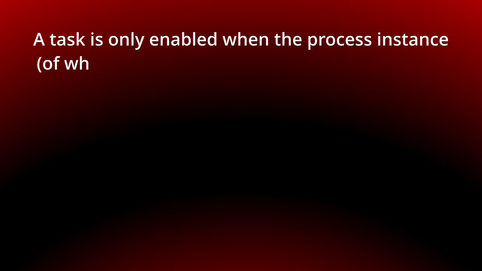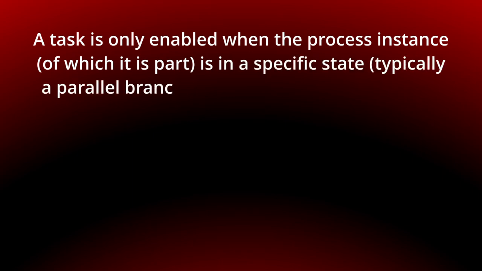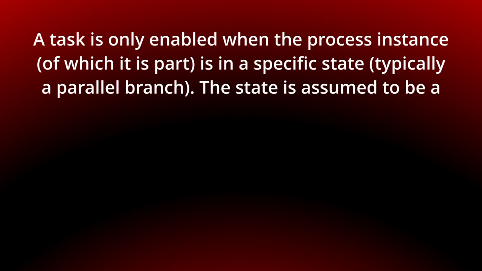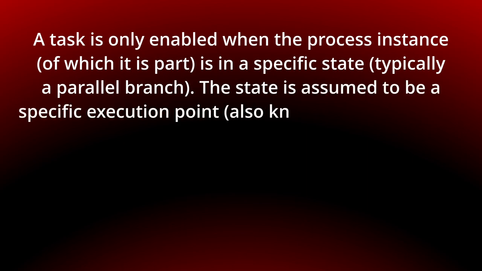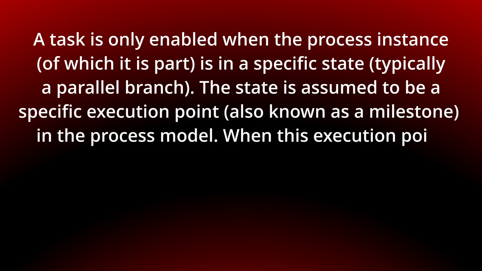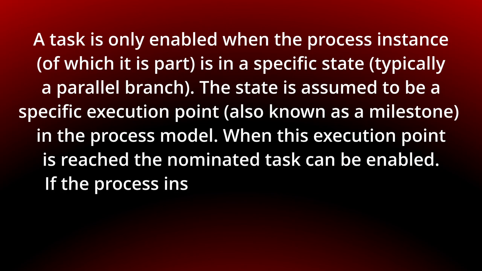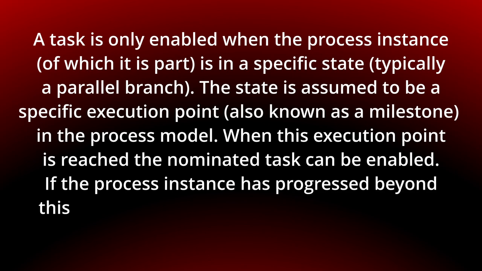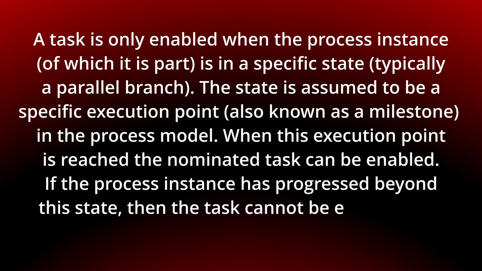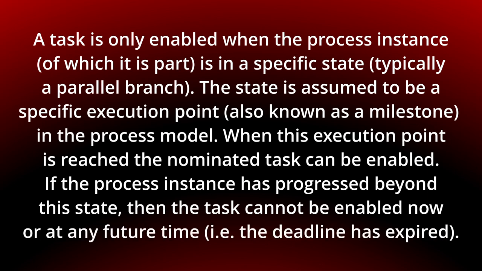A task is only enabled when the process instance, of which it is part, is in a specific state, typically a parallel branch. The state is assumed to be a specific execution point, also known as a milestone, in the process model. When this execution point is reached, the nominated task can be enabled. If the process instance has progressed beyond this state, then the task cannot be enabled now or at any future time. That is, the deadline has passed.